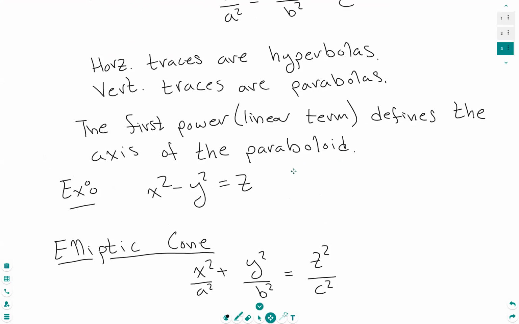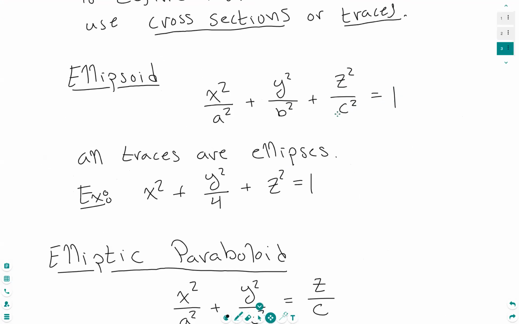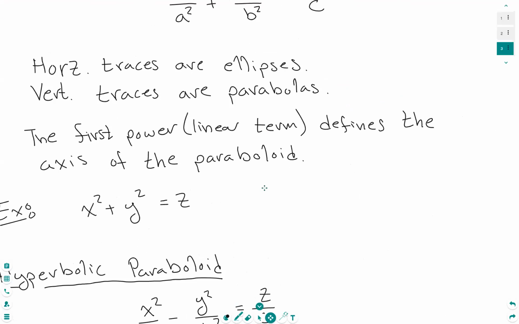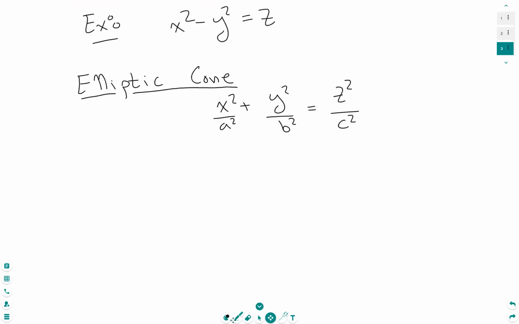So this differs from our ellipsoid here because we don't have a constant term. And in fact, we've got a negative out in front of that z squared, so we just moved it over to the other side. So what's happening here? Well, if I let z be 0, it looks like my left-hand side indicates that I should be looking at ellipses in the xy plane. So the horizontal traces are ellipses.